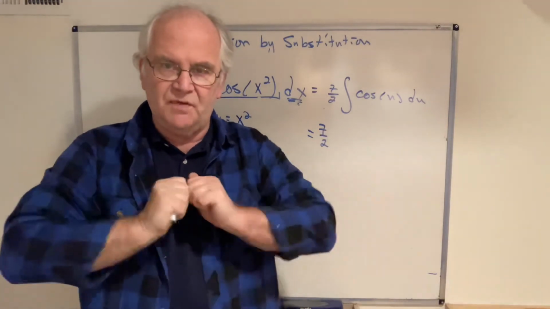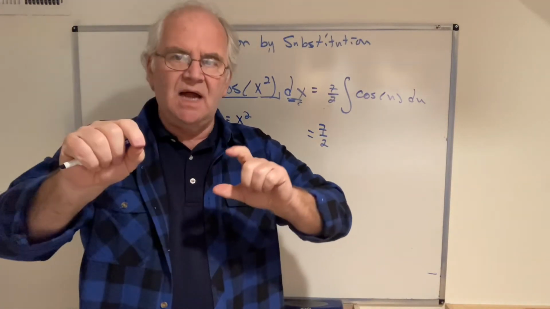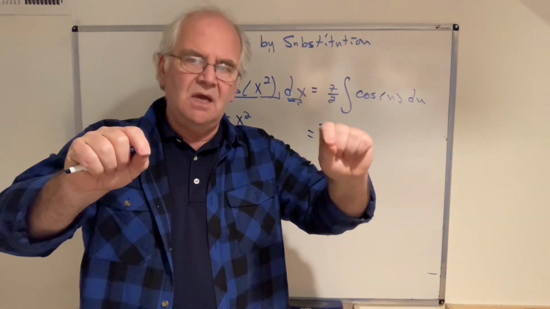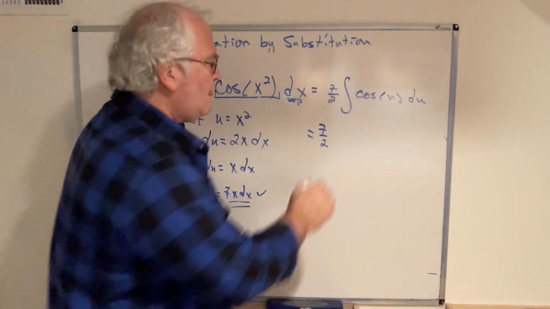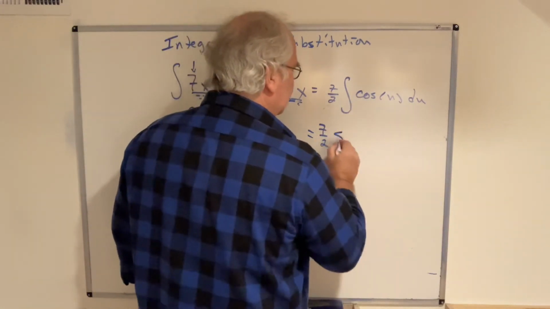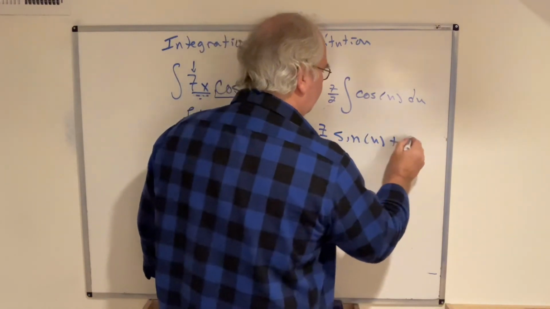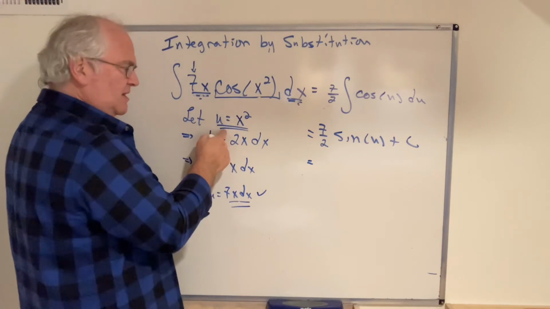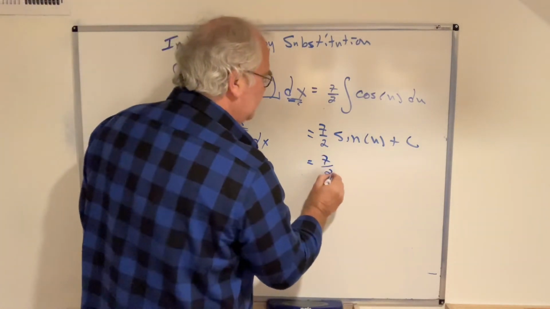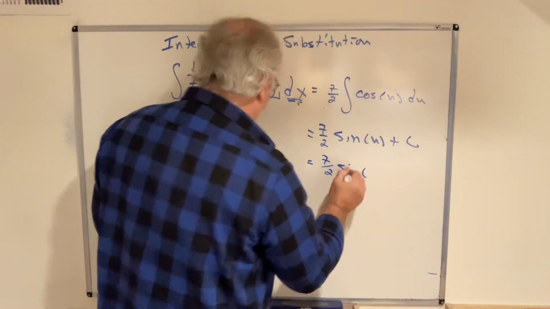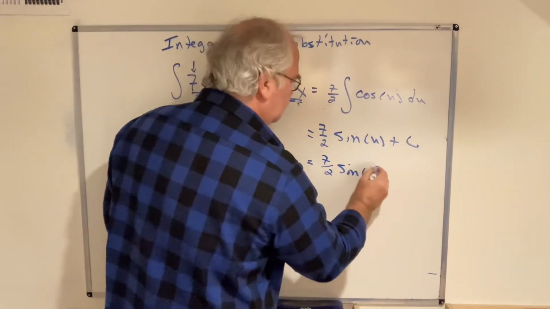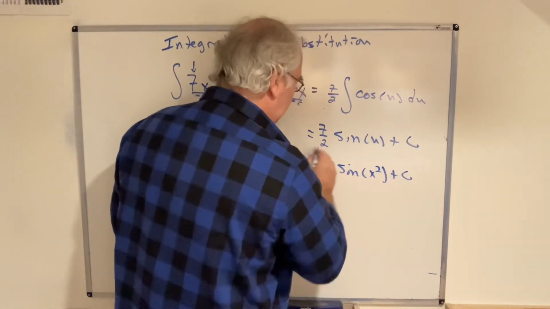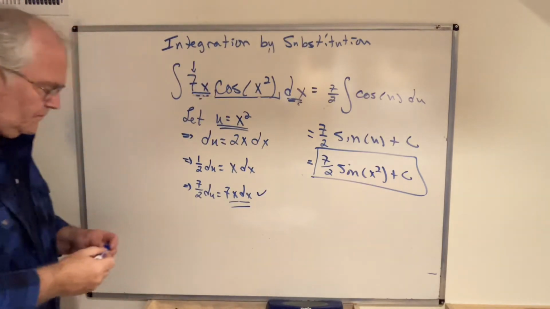The others are the ones with the negative sign. Sine's derivative is cosine, cosine's integral is sine. So the antiderivative of cosine is sine. And then go back to the original language using the let statement. 7/2 sine of x squared plus C, and we're out.